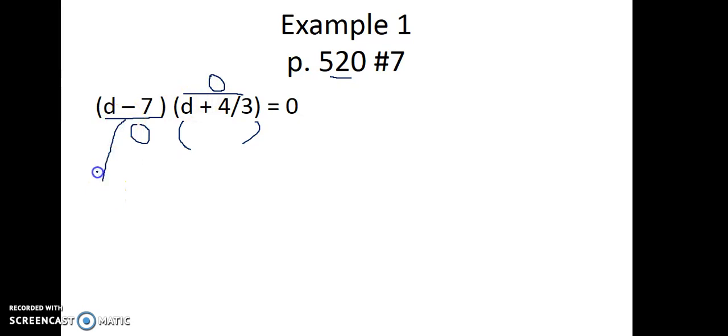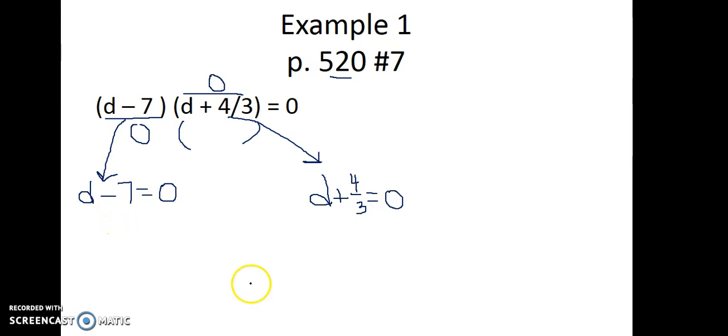So what I'm going to do is set each binomial, d minus 7, equal to 0, and this other binomial, d plus 4/3, equal to 0. I'm going to solve these two equations, and that will get me the two places that this graph hits the x-axis. So that would be at d equals 7, and d equals negative 4/3. Now you may notice it's just the opposite of what's inside the binomial, but it doesn't always work that way.